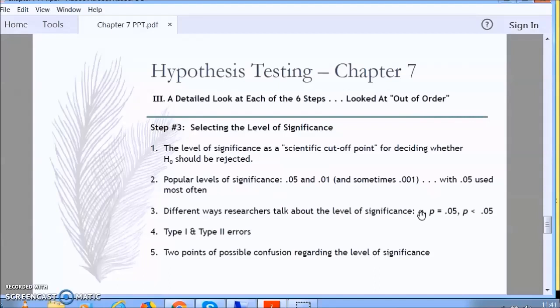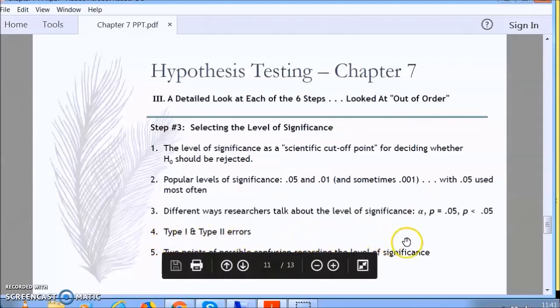Now, one of the most important things to talk about is type 1 and type 2 errors. Like we talked about, you either reject the null hypothesis or you fail to reject it. You never prove that the null hypothesis is true or false by means of hypothesis testing. It is about rejecting or failing to reject. Now let's look at type 1 and type 2 errors.